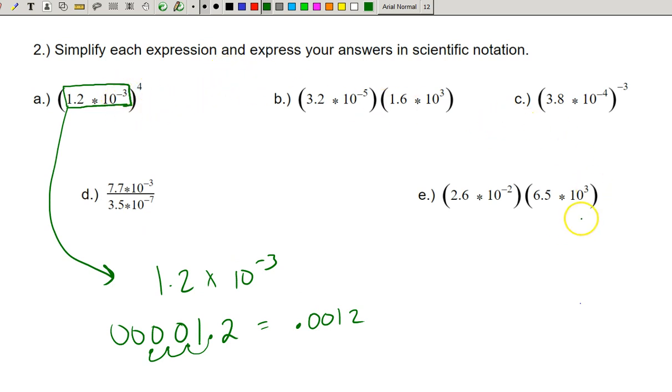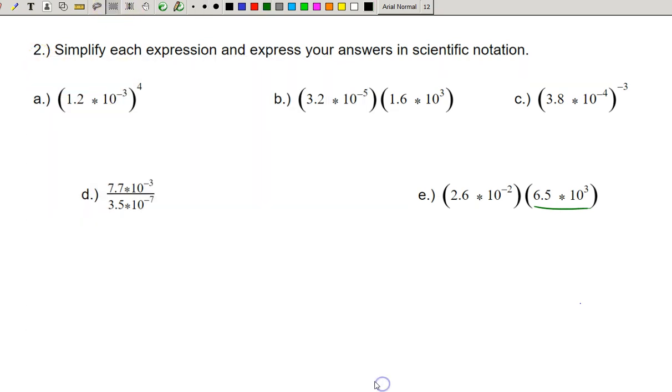And then when we look at other numbers that are times 10 to the positive 3, obviously that's like multiplying by 10 three times, and so it's a large number. So anyways, we want to start looking at scientific notation and figuring out how exponent properties play a role here. So let's say we have 1.2 times 10 to the negative 3, but the whole thing is raised to the 4th.